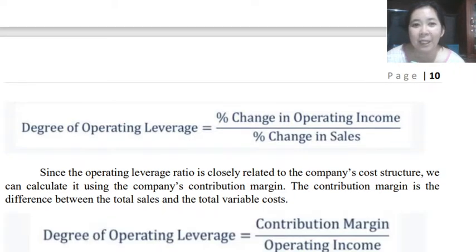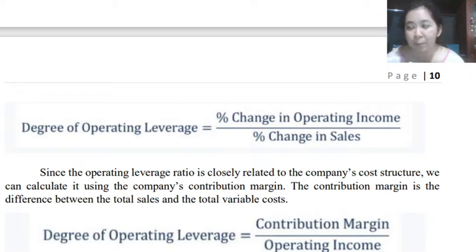Since the operating leverage ratio is closely related to the company's cost structure, this cost structure is how a company incurs its cost, maybe in terms of fixed or variable cost.